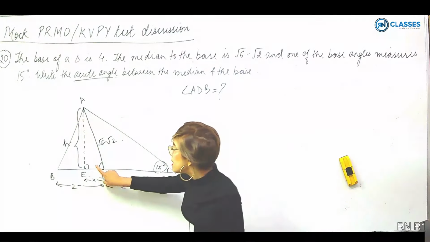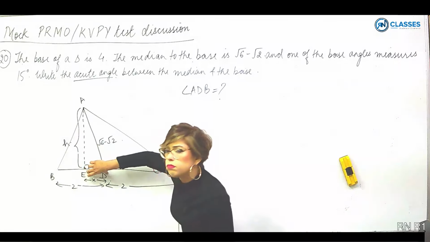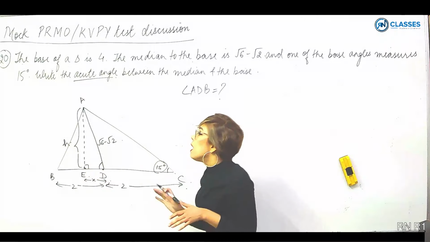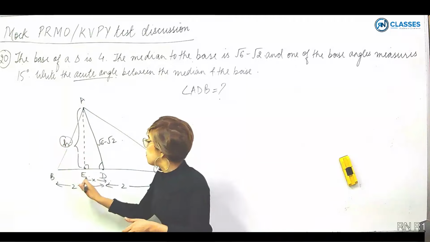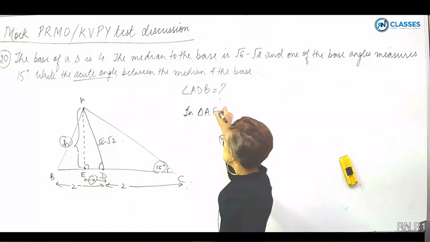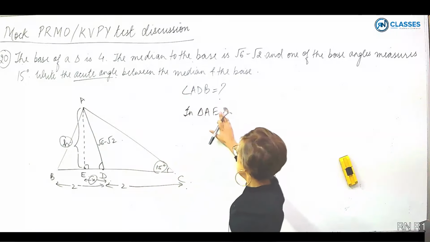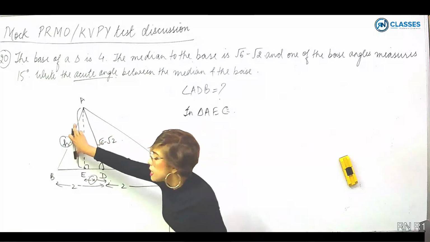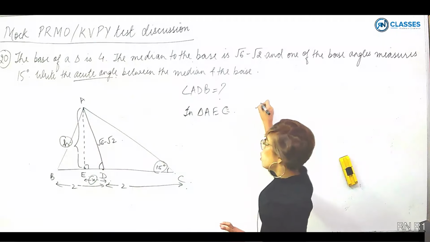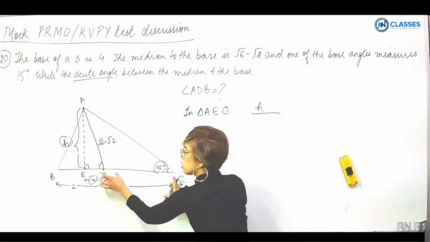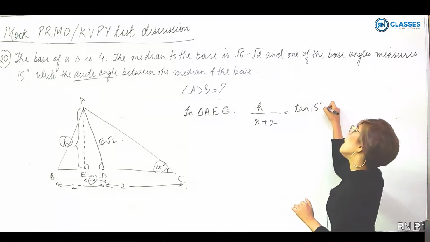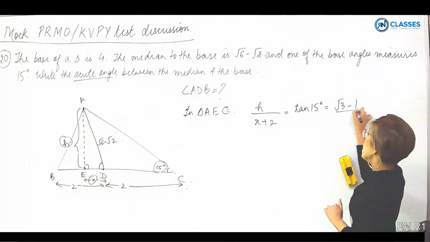Why? Because I can find this angle provided I know this length and this length by means of trigonometry. Or by means of common sense also, for that matter. You realize why. Now, let me write the relationship between H and X. Obviously, I will use the 15 degree, so I will go in triangle AEC, the big one. This H and this X, so perpendicular upon base. So H by the base, the entire thing, this is X, this is 2, so the entire is x plus 2, is tan 15 degrees, which is nothing but root 3 minus 1 divided by root 3 plus 1.